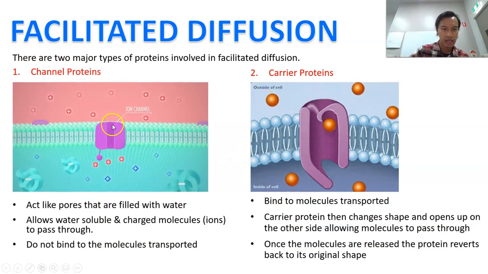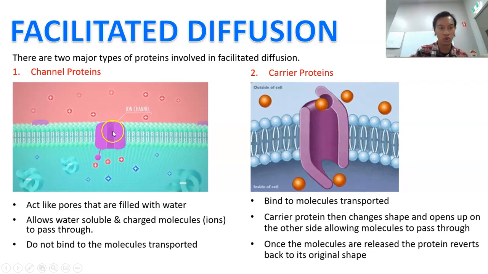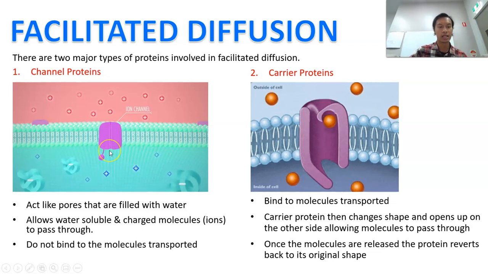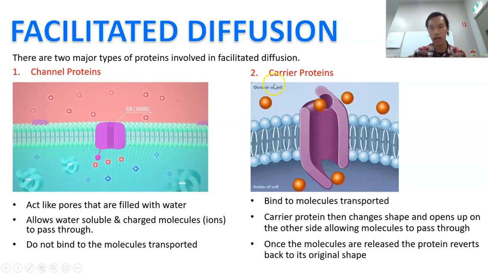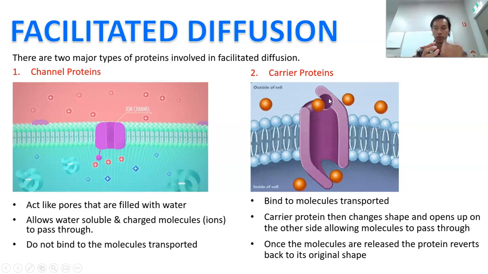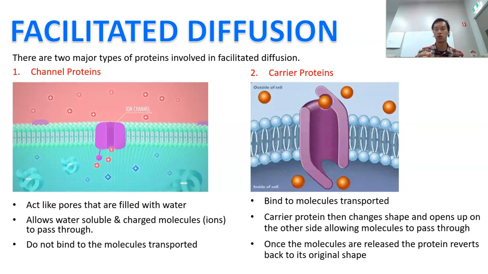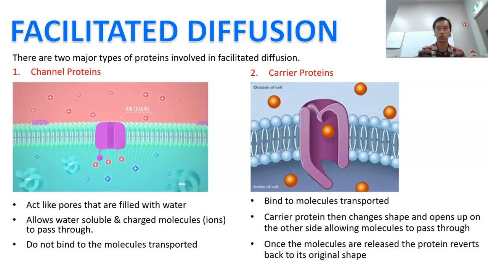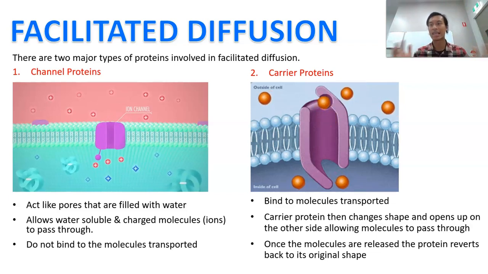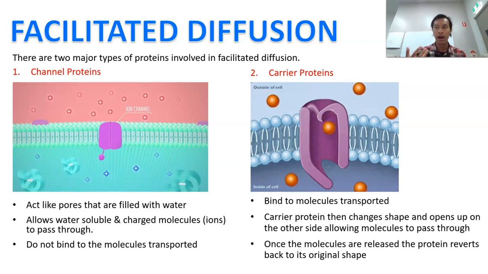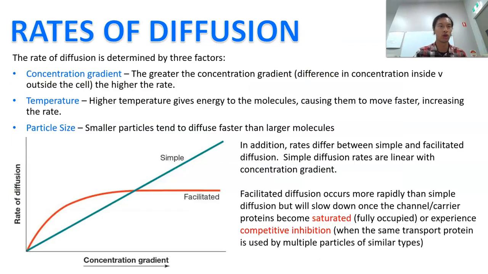Channel proteins, for example an ion channel, contain pores that are filled with water, which allows the water to go through. It doesn't bind to that molecule, but the carrier protein does. When the protein attaches to that particular molecule, it changes shape, pushes the molecule through, and then once the molecule is released, the shape reverts back to its original shape, allowing the next molecule to transport through. All of that doesn't take any form of energy whatsoever. It happens naturally, but can slow down as a result of it.